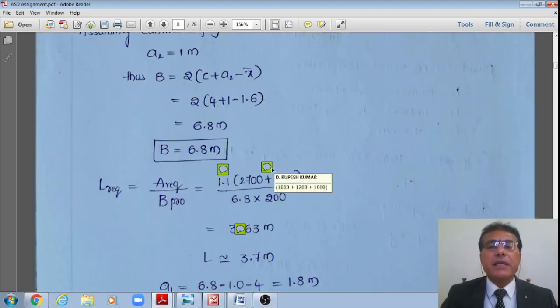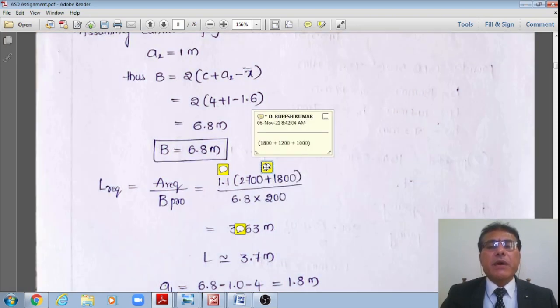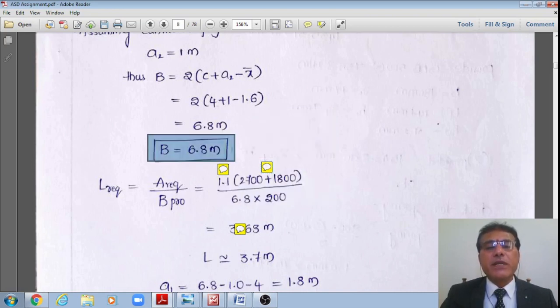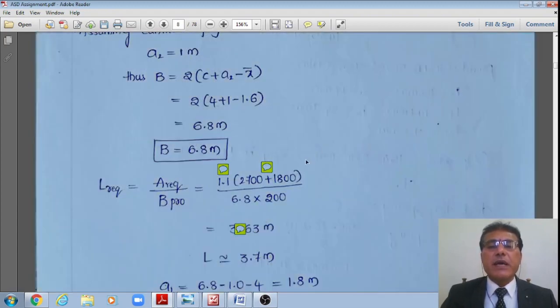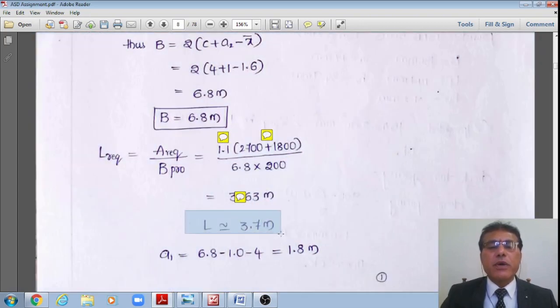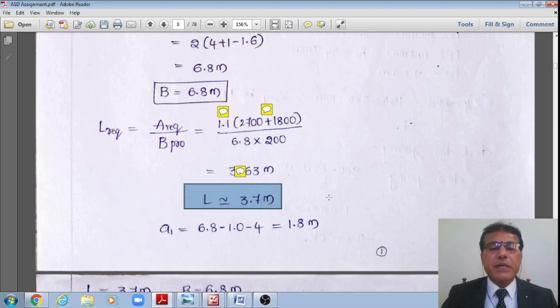However, this cannot be neglected. Therefore, if I take into account this 1000 kilonewtons rather than just assuming 10% extra, the length required is nothing but 1800 plus 1200 plus 1000 divided by 2000, divided by the width provided 6.8 meter. From that, I'll get a length of 2.94 meter with exact dead load calculations. However, I want to provide more; instead of 2.94, I am assuming that I want to provide 3.7 meter, right?